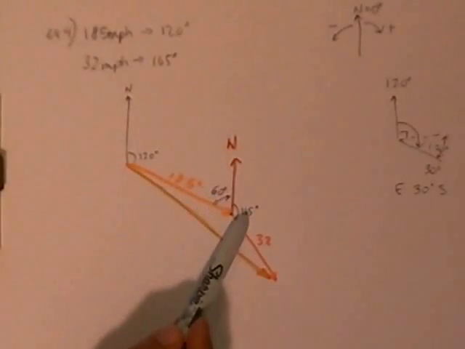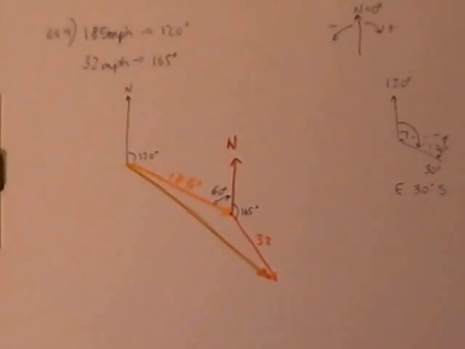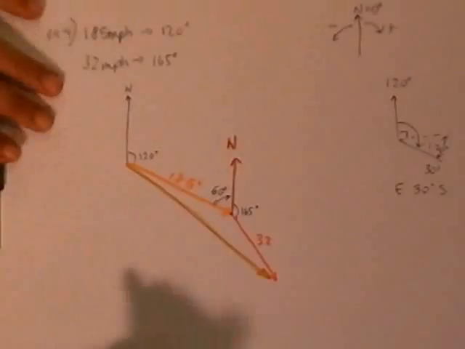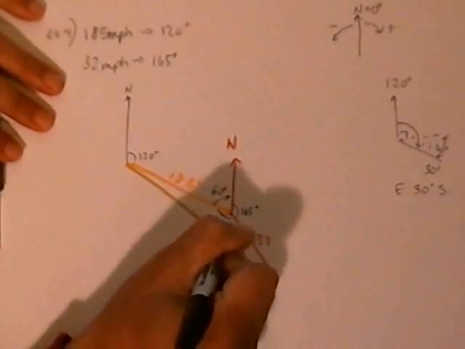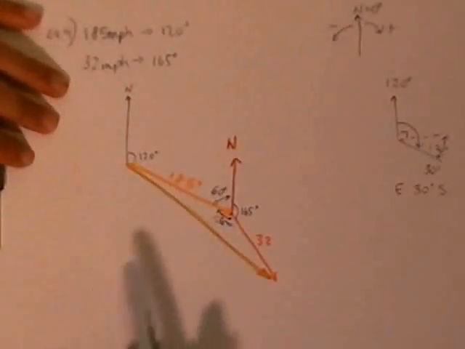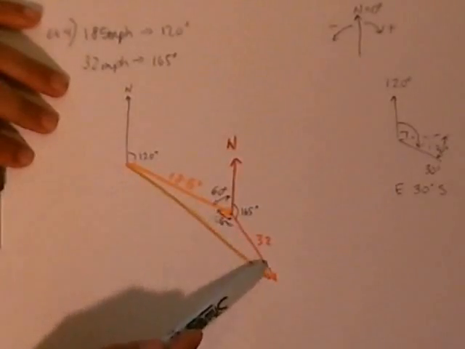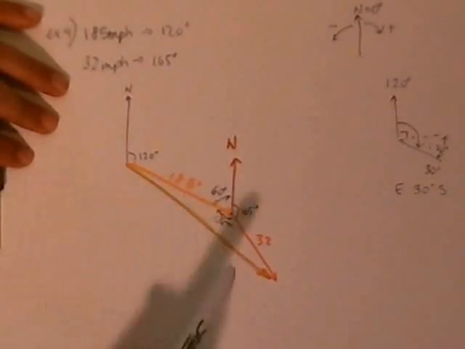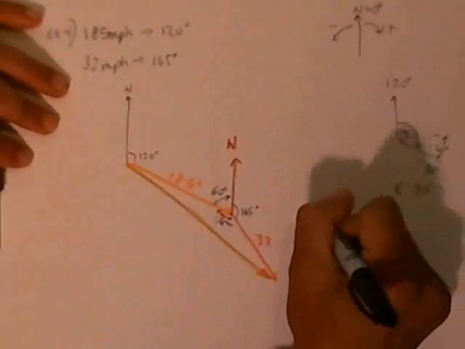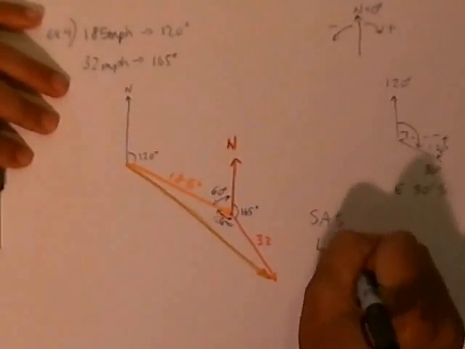Since this is 60 and this is 165, I'm going to just use our calculator. 360 minus 60 minus 165, and you end up with 135 degrees. 135 degrees right there. So that's 135. You have your side, and you should be able to find this length using the SAS situation or the law of cosines.